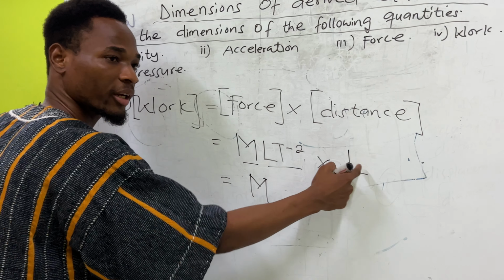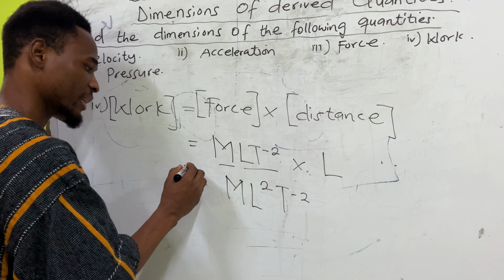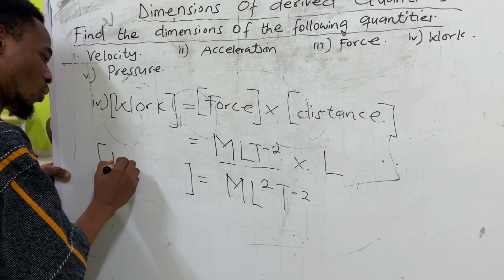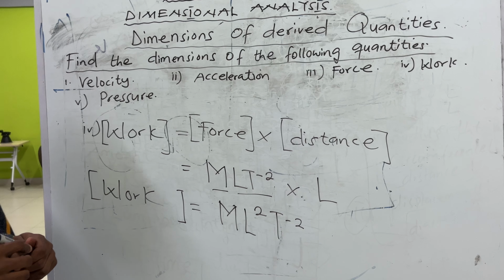I can see two L's here, so it will be L squared. Then I have T to the power negative 2. So this is the dimension for work done. That's it. Are you okay?